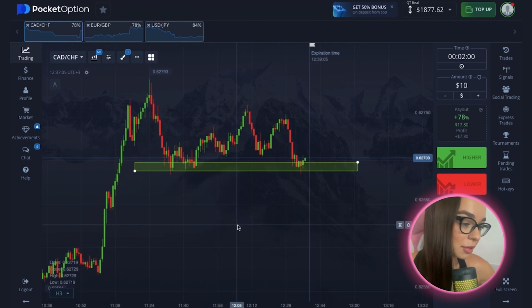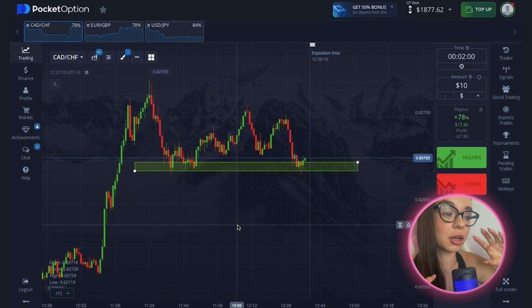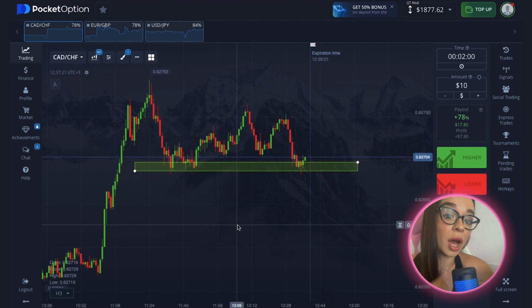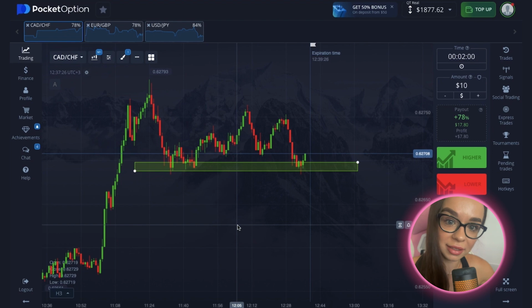So you see, guys, sometimes you may have a bad entry point, but don't worry, you can open another deal and have a better entry point. But be sure that you double your deposit for your next deal, because this is again money management, and if you want to have the income, you have to double that deposit. So let's move on to the next deal.